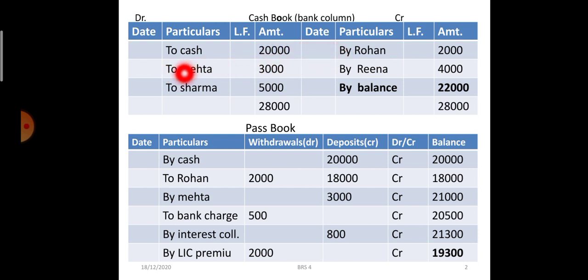Like here, check deposited, of Sharma 5,000, is not recorded in passbook. Similarly, check issued to Reena is not recorded in passbook. In the same manner, there are a few entries like bank charges, interest collected, LIC premium, which are recorded in passbook but not recorded in cash book. So these entries are the reasons due to which there is a difference in the cash book balance and the passbook balance.